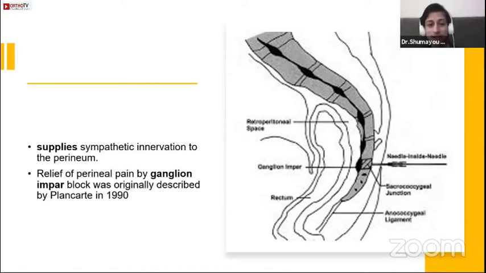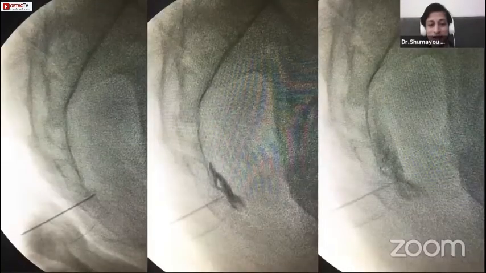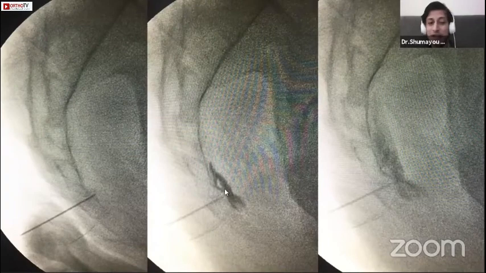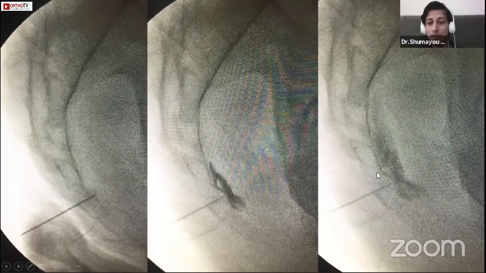This is a case on such. I generally avoid this procedure, but if a patient requires a surgery for any other reason and has this coccyx pain also, you can do it. So there you see the needle going in through the sacrococcygeal joint, and a dye injection is going into that area, and you see the dye moving along the ganglion impar, and then you get the anesthesia.